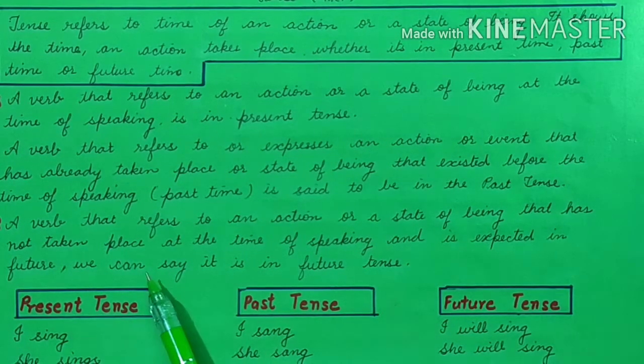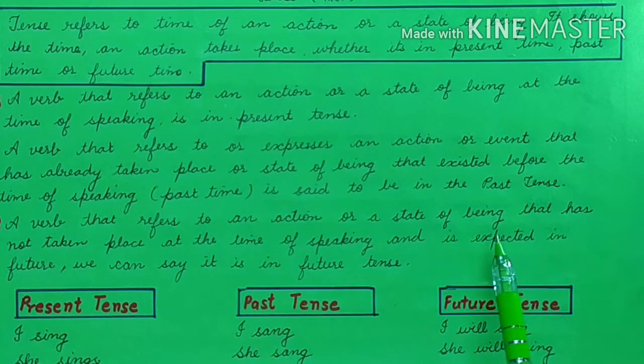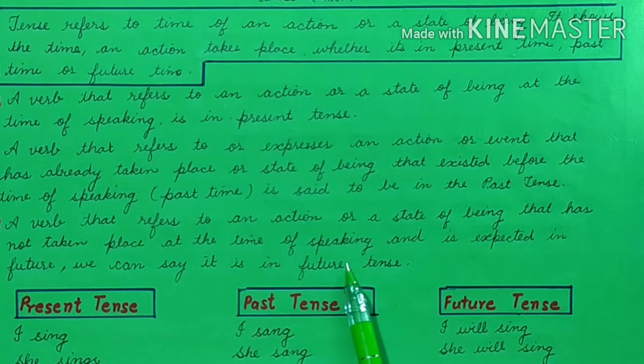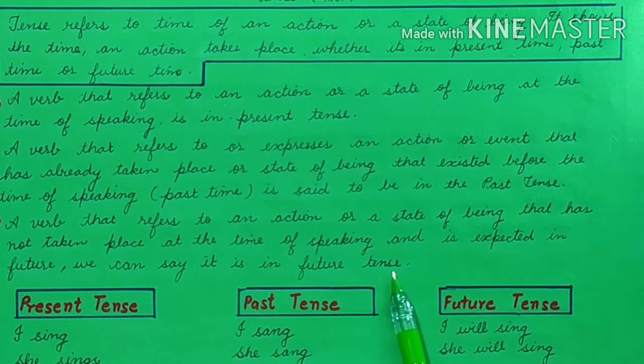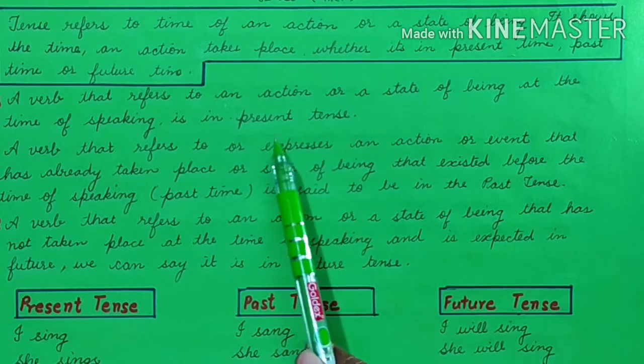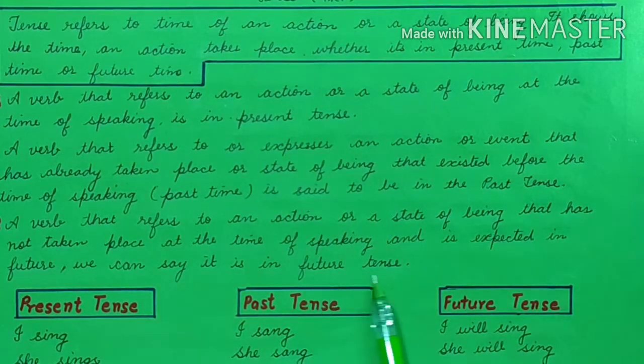A verb that refers to an action or a state of being that has not taken place at the time of speaking, meaning the action has not taken place and is expected to happen in future, we can say it is in future tense. So here we come to know three types of tenses: present tense, past tense, and future tense. Just see an example: I sing, I sang, I will sing. She sings, she sang, she will sing.